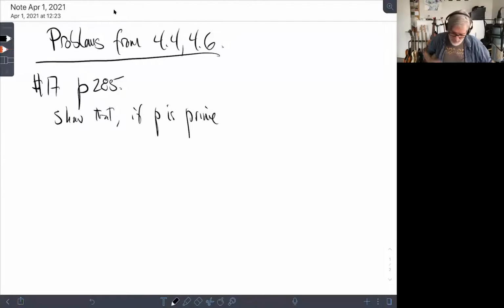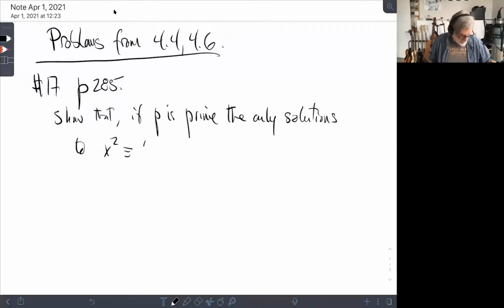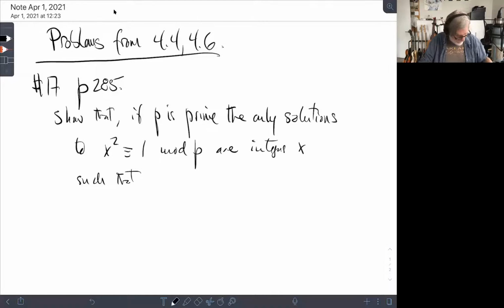Show that if p is prime, the only solutions to x squared congruent to 1 mod p are integers x such that x is congruent to 1 mod p or x congruent to -1 mod p.